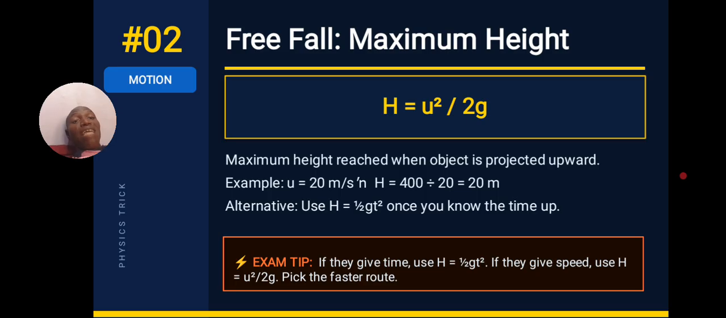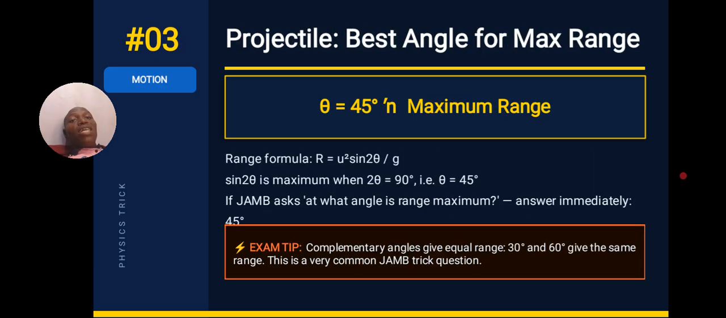So if they give you time, use h = ½gt². Very, very simple. So if they give you time, know what to use. If they give you velocity, know what to use. Please, as I'm treating this question, take them very seriously if you are preparing for JAMB. Now let's go to the third trick.